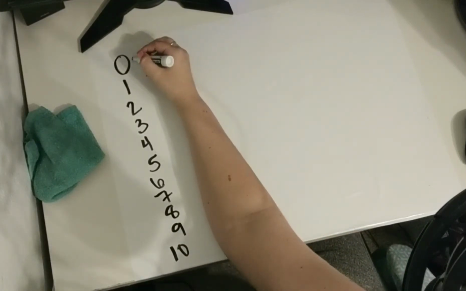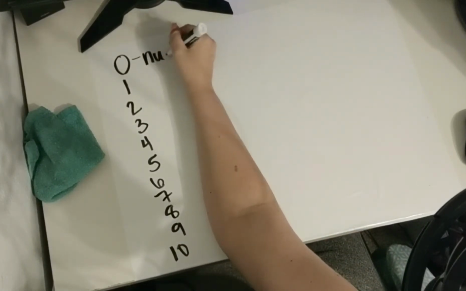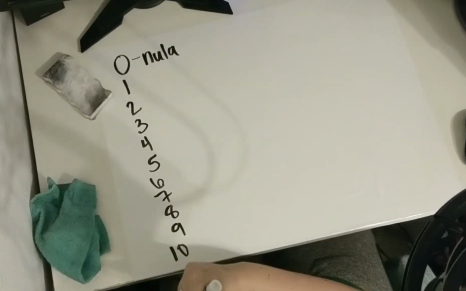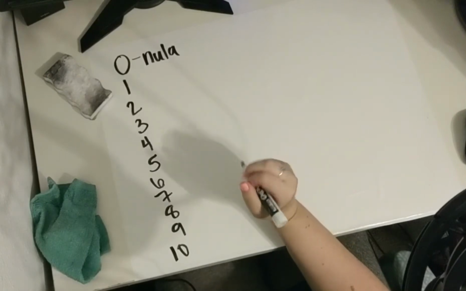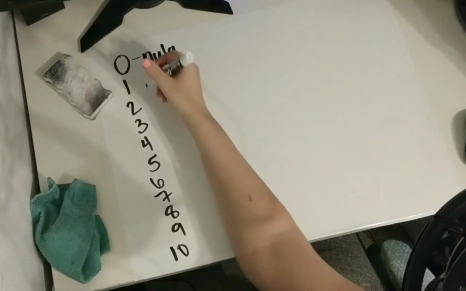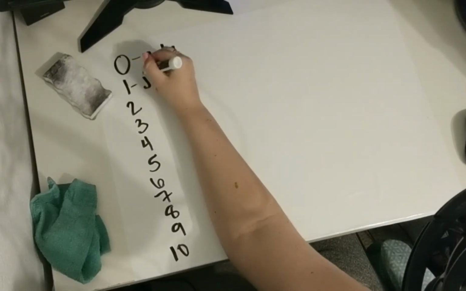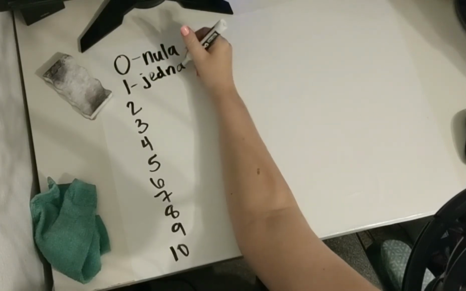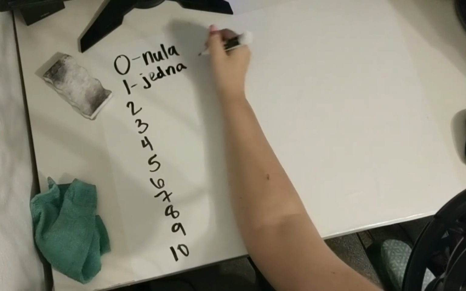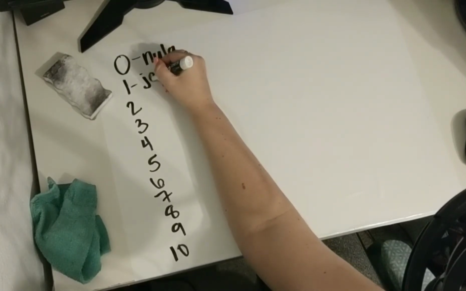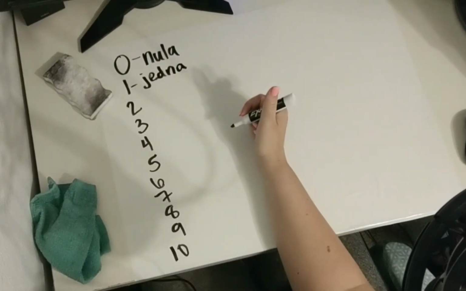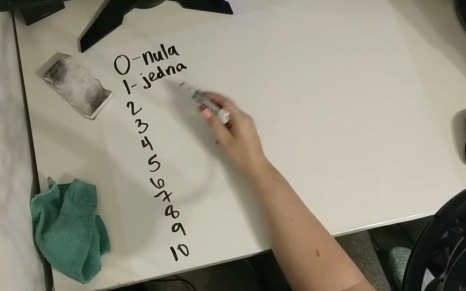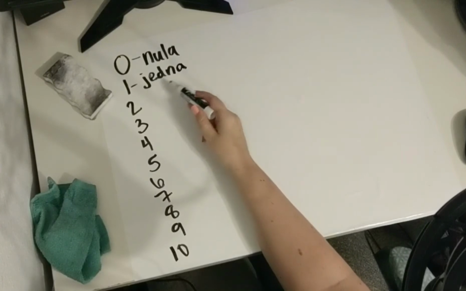Zero is nula, like the word null. Very simple. One is jedna, spelled like this. Not to be a nerd, but it makes me think of Legend of Zelda Twilight Princess with Midna. Jedna sounds exactly the same.